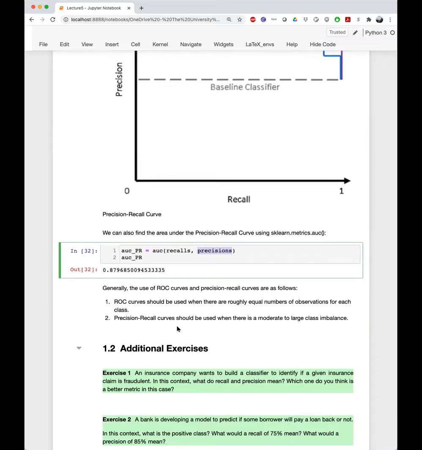Then you may wonder, when should we use the ROC curve and when should we use precision recall curves to compare models? The rule of thumb is, if you have roughly equal numbers of observations, that's balanced data sets, then you should use the ROC curve. If you have skewed data sets, then it's better to use precision recall curves. The comparison gives you more confidence in that case. That's a rule of thumb.